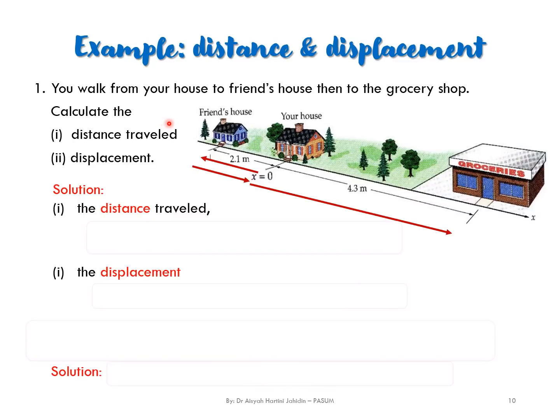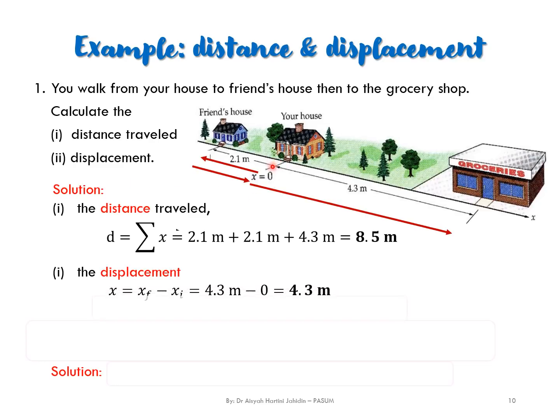Let's see an example here. Let's say you walk from your house to your friend's house, then to the grocery shop. To find the distance traveled, we need to total up the path taken from your house to the grocery shop, which gives 8.5 meters. Then to find the displacement, which refers to the difference between the initial point and the final point, you will get a displacement of 4.3 meters.